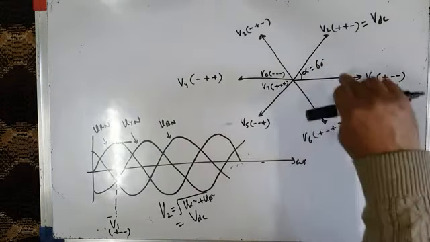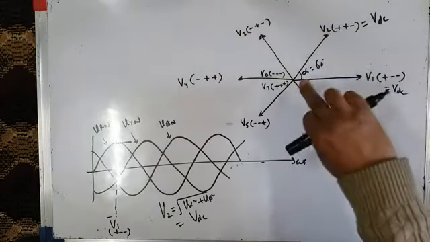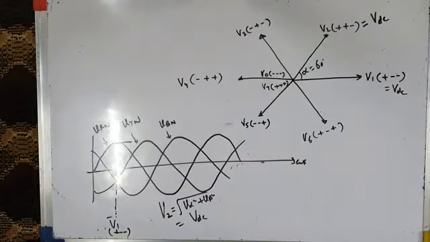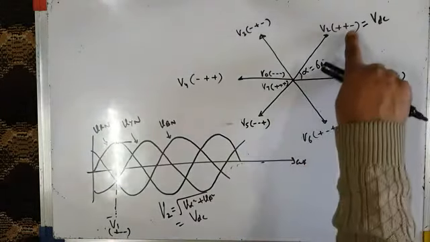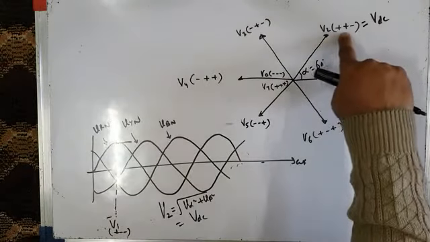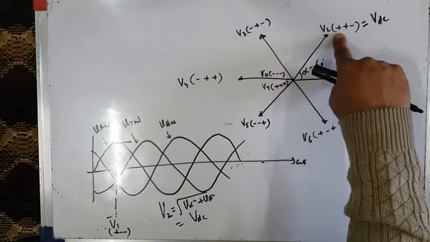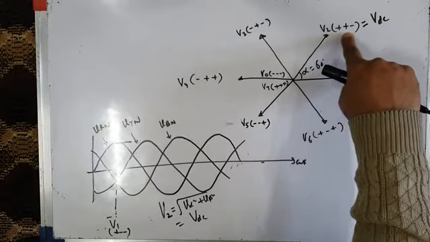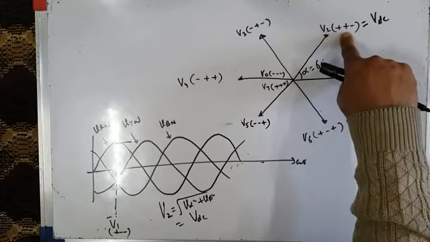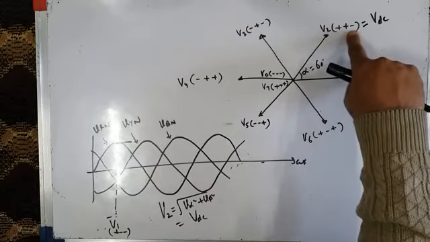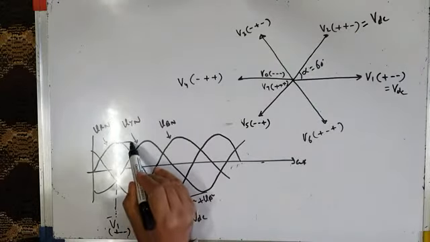After 60 degrees, the new voltage vector V2, whose length is also equal to VDC, gets applied across the load. So this V2 is equal to VDC, it is in the alpha beta plane. In terms of three-phase quantities, it also represents a three-phase voltage whose R phase is some positive value, Y phase voltage is also having a positive value, but B phase is having maximum negative.